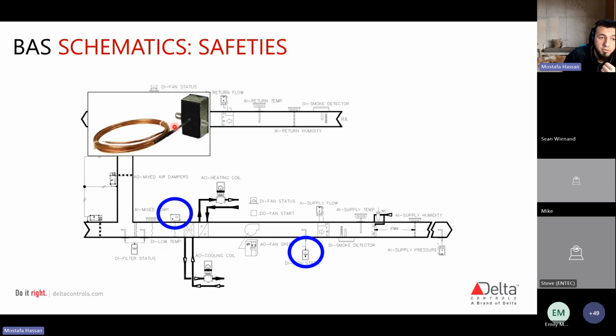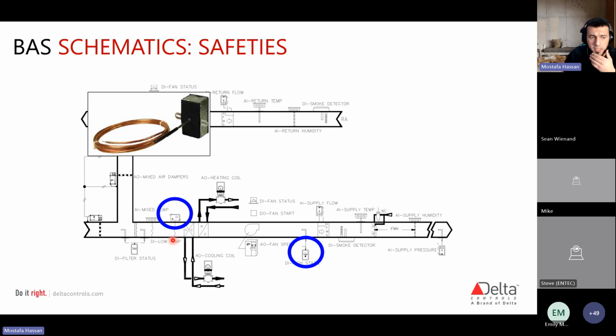Here's another safety consideration when you're designing this schematic, a freeze stat, right? Now it's called a low temperature sensor. And again, another question, why is it a DI versus an AI? We're still talking about temperature. Are we pulling in a value here, or do we just want to know if this certain temperature that we calibrated is surpassed, right? Or is it that low?